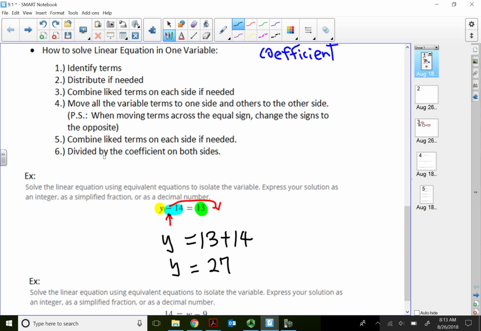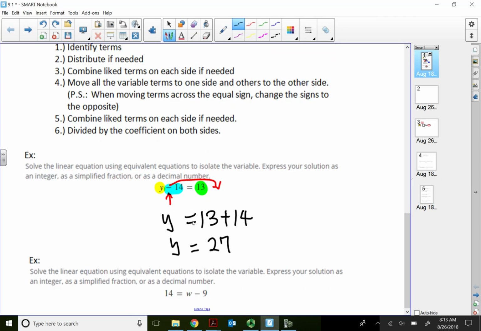For this problem, there is a step number 6. We just don't write it out because the last step is divide by the coefficient on both sides. So right now, my coefficient in front of my variable term is 1. So if I divide both sides by 1, my answer is still going to be y equals 27. So this is it. This will be the answer.